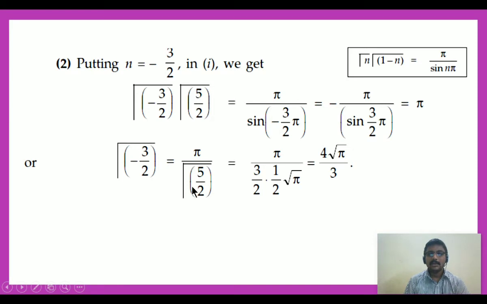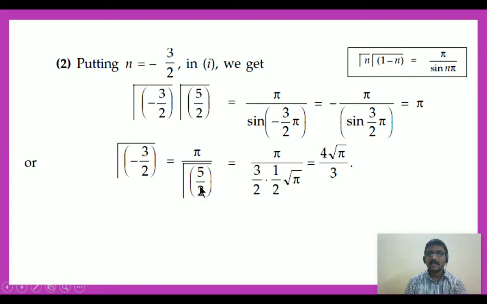But 5 by 2 can be written as 3 by 2 plus 1. So it looks like gamma of n plus 1. But what is gamma of n plus 1? n gamma of n. That is 3 by 2 gamma of 3 by 2. But 3 by 2 can be written as 1 by 2 plus 1. So gamma of half plus 1 is half gamma half. But what is the value of gamma half? Root pi. So that is pi by 3 by 2 into 1 by 2 into root pi. So gamma of 5 by 2 is 3 by 2, 1 by 2, root pi.